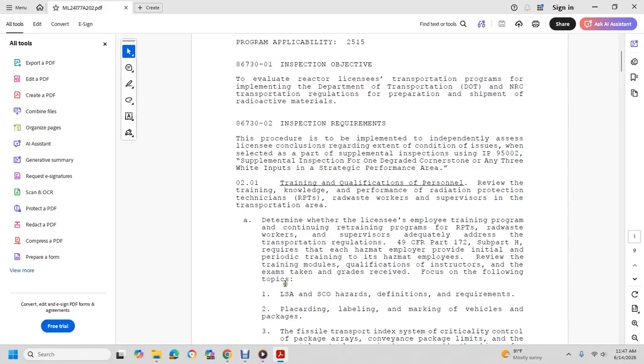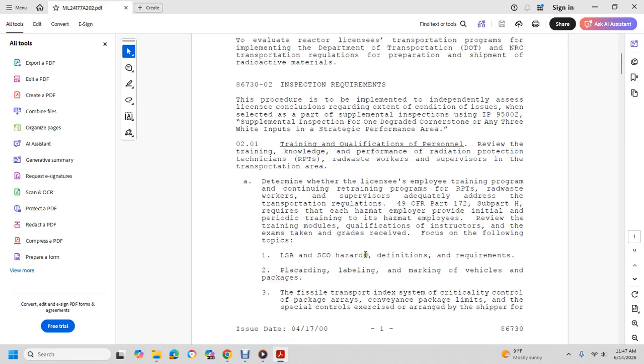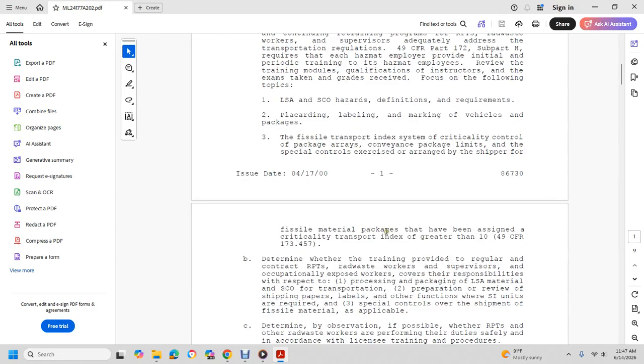Receive focus on the following topics: the LSA, the SCO, hazard definitions and requirements, placarding, labeling, and marking of vehicles and packages, fissile material, fissile transfer index, the criticality control of the package array with package limits, special controls over the shipment of fissile material, and packages that have been assigned a criticality safety index or transport index greater than 10.